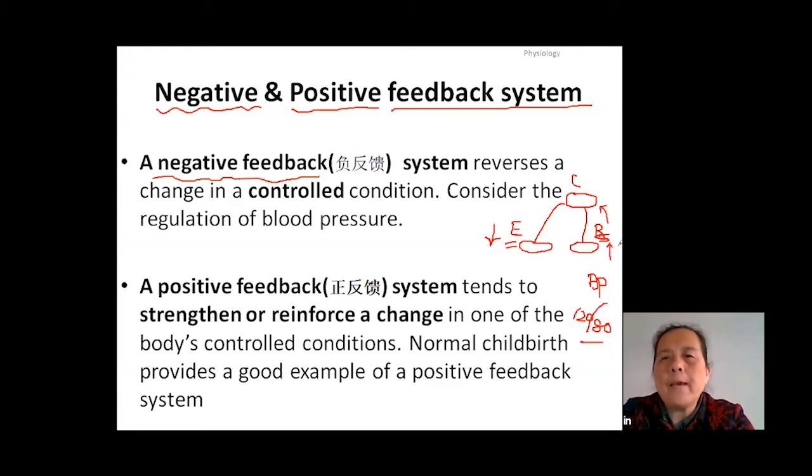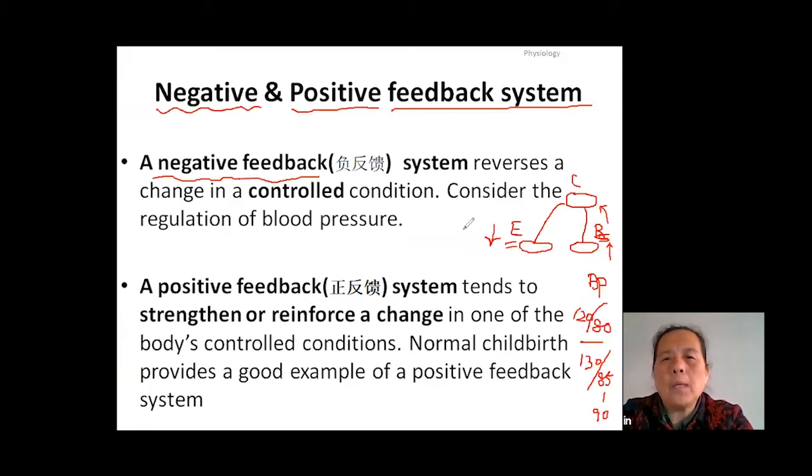So for some reasons, like stress, it can cause blood pressure to rise a little bit, maybe go to 130 over 85 or even 90. Then the receptors will receive the information and send it to the control center. Then the control center sends the information to the body.